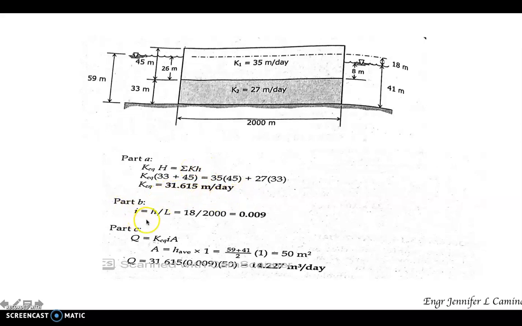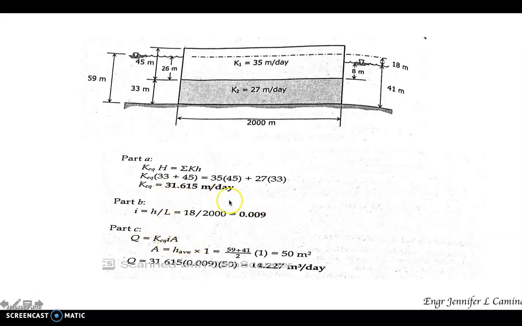The second one, hydraulic gradient. Basically that would be H, from the surface of D1 to the surface of D2, which is 18, all over the length of the soil sample, which is 2000, that is 0.009. And the last one, the discharge, K equivalent times I times A.